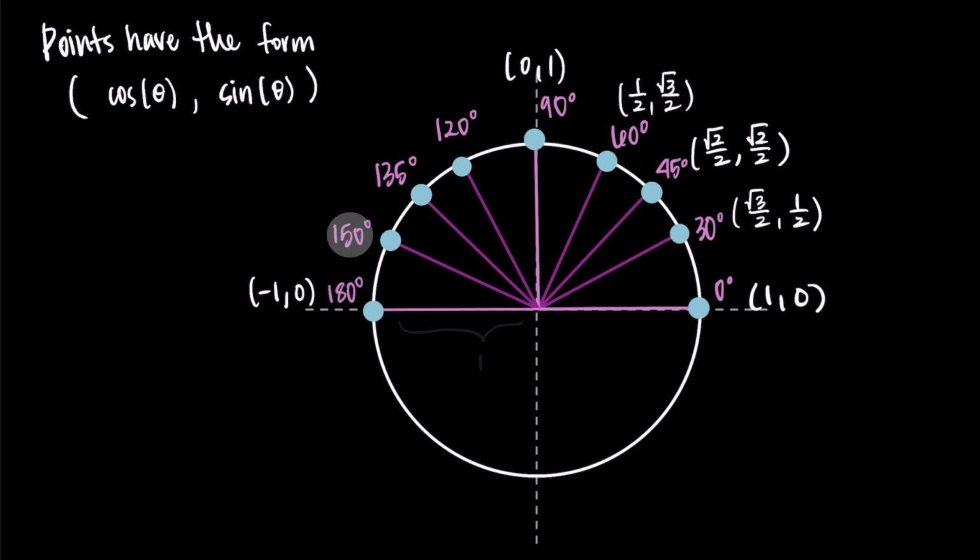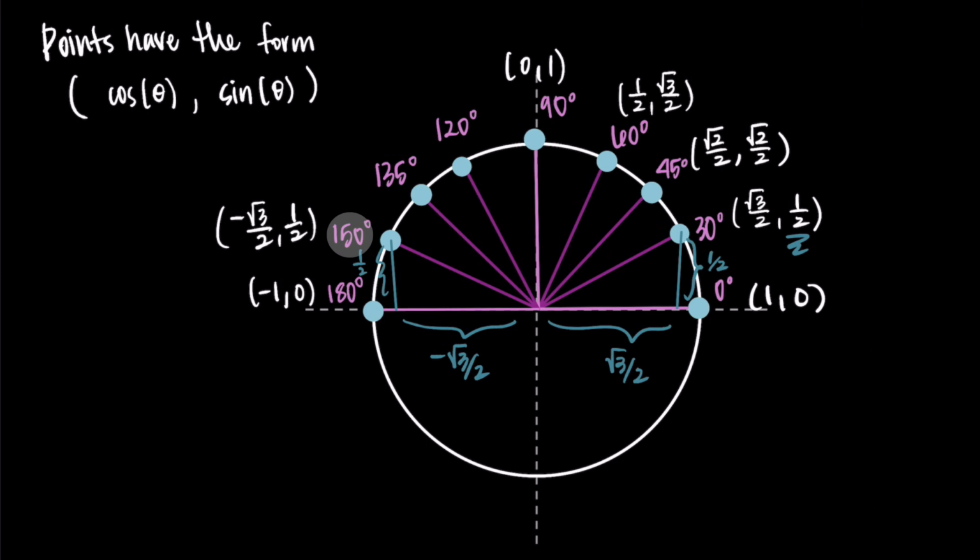If we look at 30 degrees, it went over by square root of 3 over 2 and up by 1/2. The same thing is going to happen for 150 degrees, except now we're going to the left by square root of 3 over 2. So that's a negative x value, but we're still going up for a positive 1/2 on the y. So our point is negative square root of 3 over 2, 1/2. The 1/2 stays the same, but the x value becomes negative. Remember, these correspond to cosine and sine, so this means that the cosine value of 150 degrees is negative square root of 3 over 2 in comparison to the positive square root of 3 over 2 for 30 degrees.